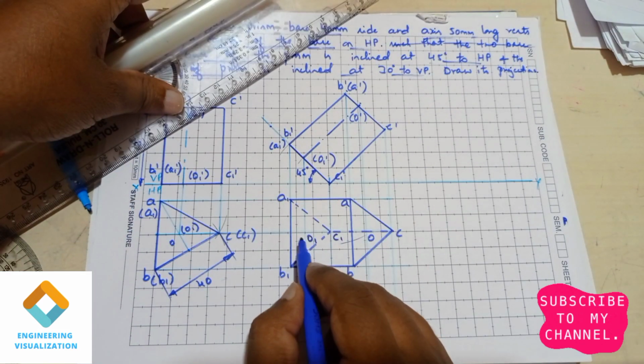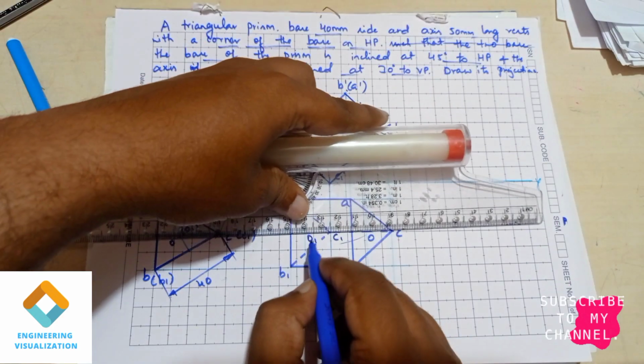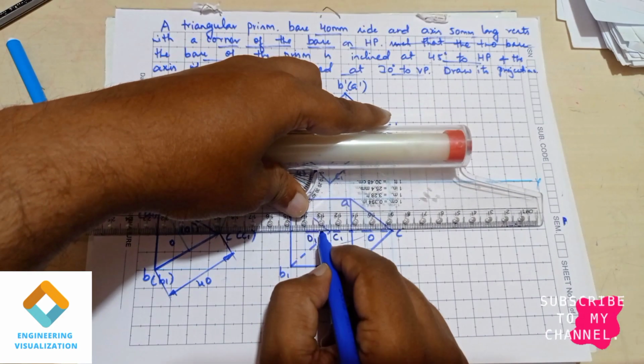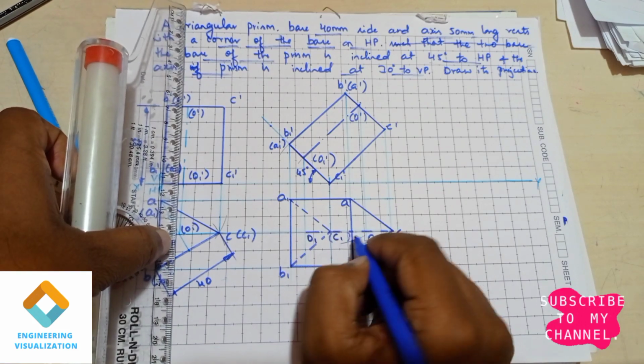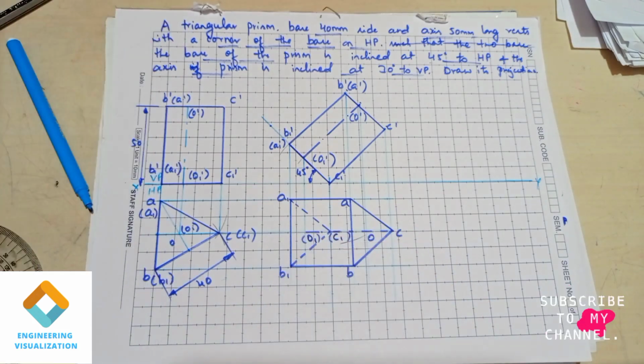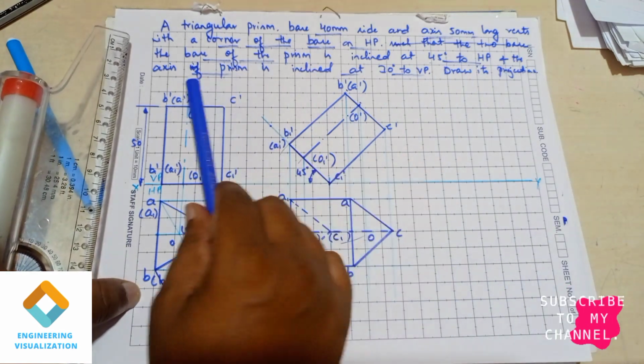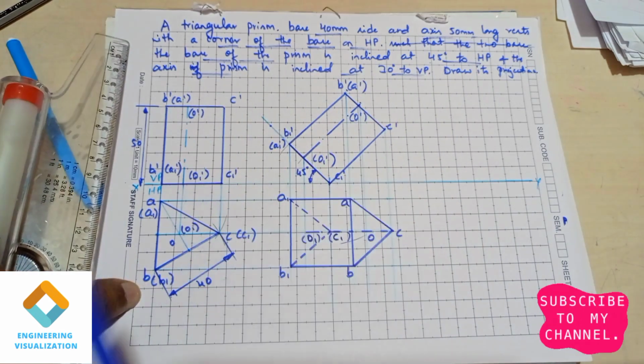And there is an axis. Part of the axis we can show from here to here, so line dot line. The non-visible parts are this one and this one. Now see, the axis of the prism is inclined at 30 degrees to VP.